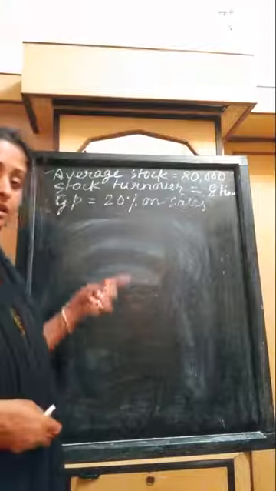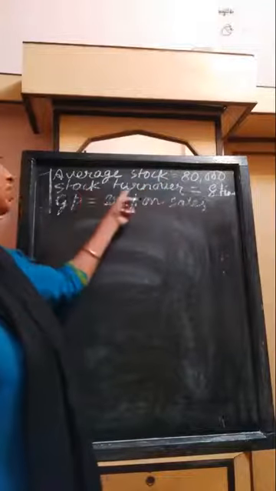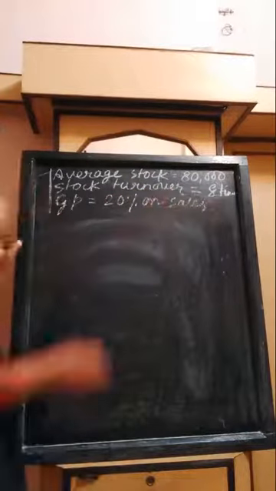Follow the class carefully. Here I have given a sum where again I have given three pieces of information. Average stock is given as 80,000, stock turnover ratio is given as 8 times, and GP, that is gross profit, is given as 20% on sales. So based upon these three pieces of information, you have to find out the gross profit. How you will find out the gross profit, I will show you through the solution of the sum.